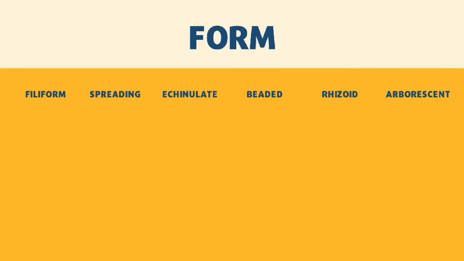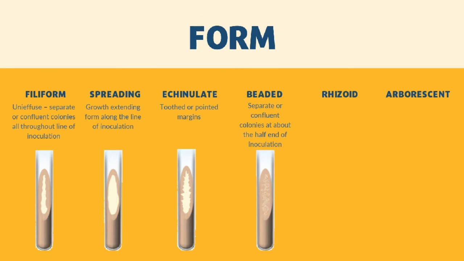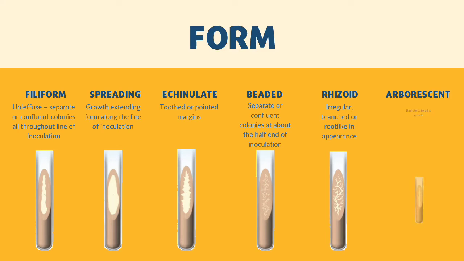Form of agar slants can be filiform, which characterizes growth along the line of inoculation. Spreading, in which growth extends along the line of inoculation. Echinulate, or pointed margins. Beaded, which has separate colonies. Rhizoid, a root-like structure, or arborescent, a tree-like growth.